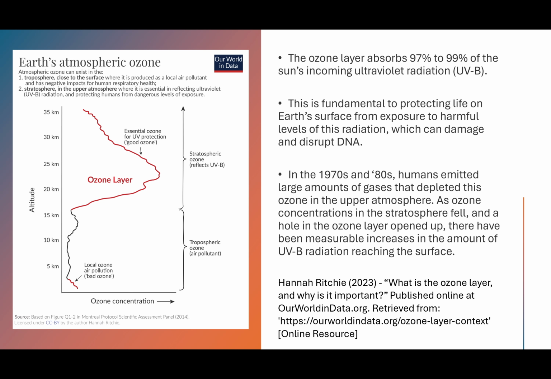The ozone layer absorbs 97% to 99% of the sun's incoming ultraviolet radiation. This is fundamental to protecting life on the Earth's surface from exposure to harmful levels of radiation, which can damage and disrupt DNA. In the 1970s to 80s, humans emitted large amounts of gases that depleted ozone in the upper atmosphere, as ozone concentrations in the stratosphere fell and a hole in the ozone layer opened up. There have been measurable increases in the amount of UVB radiation reaching the surface.